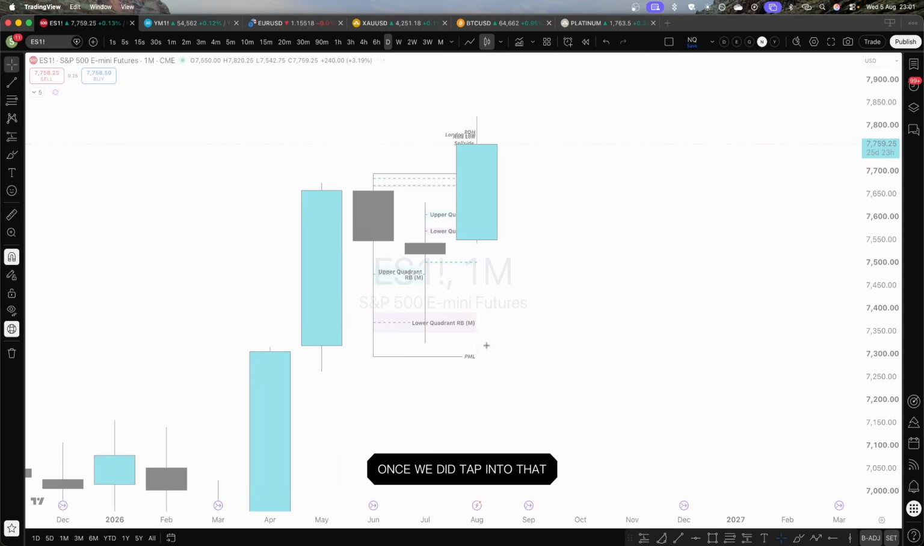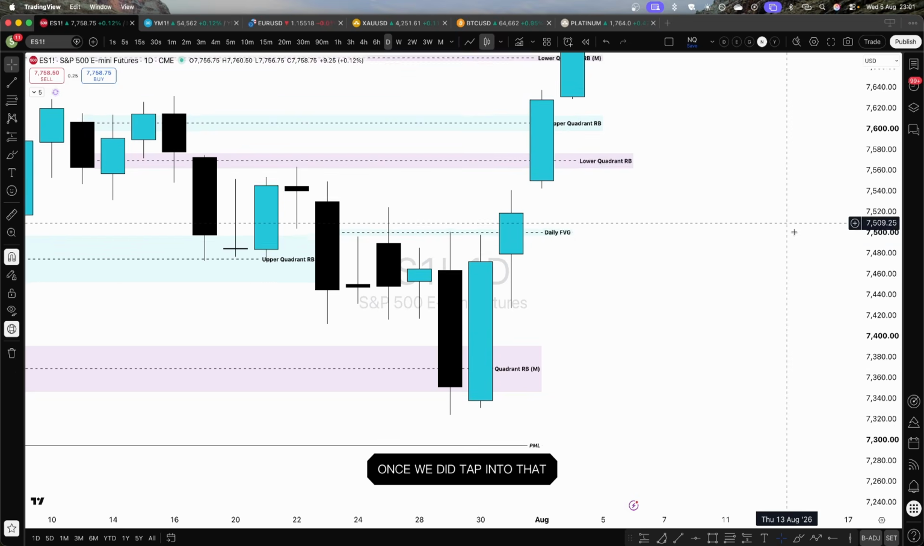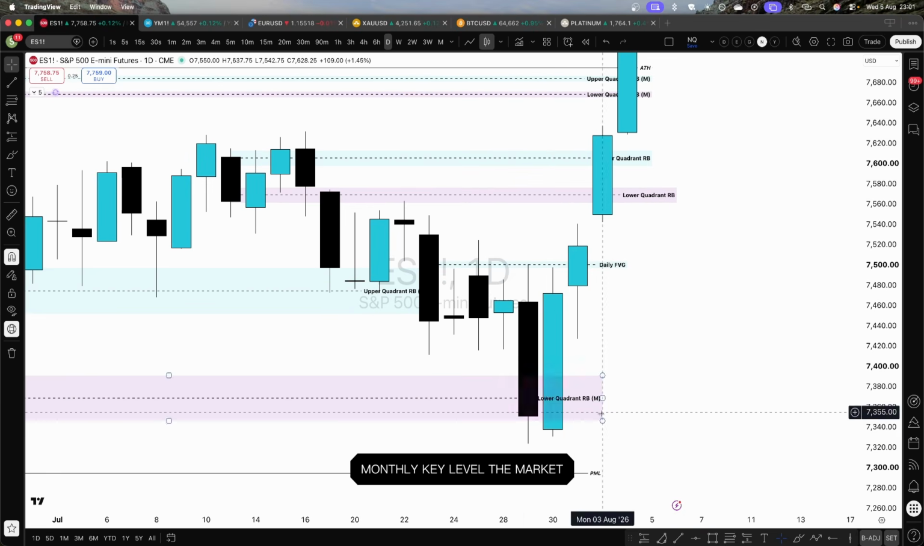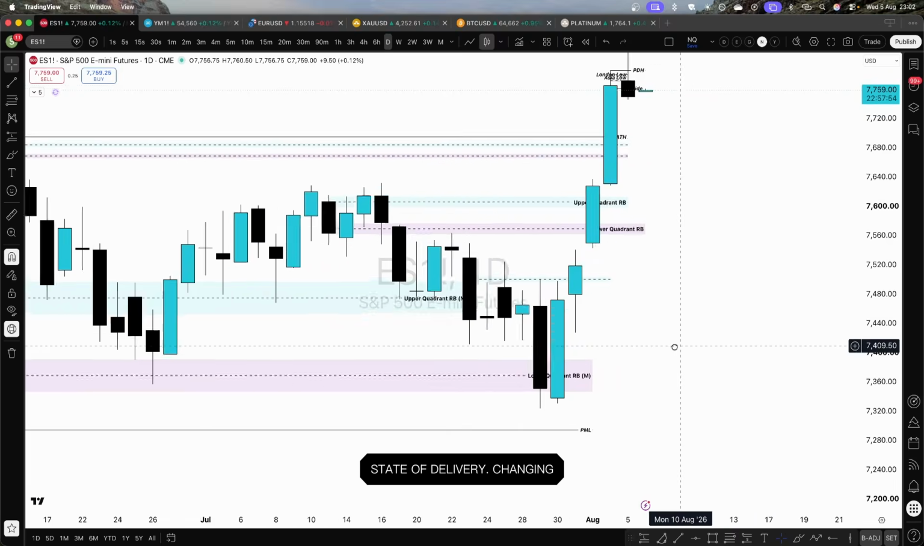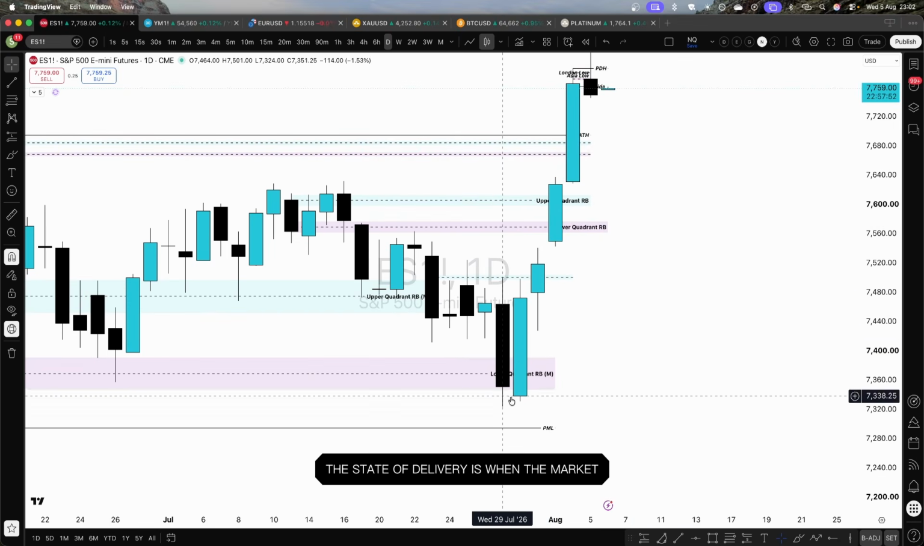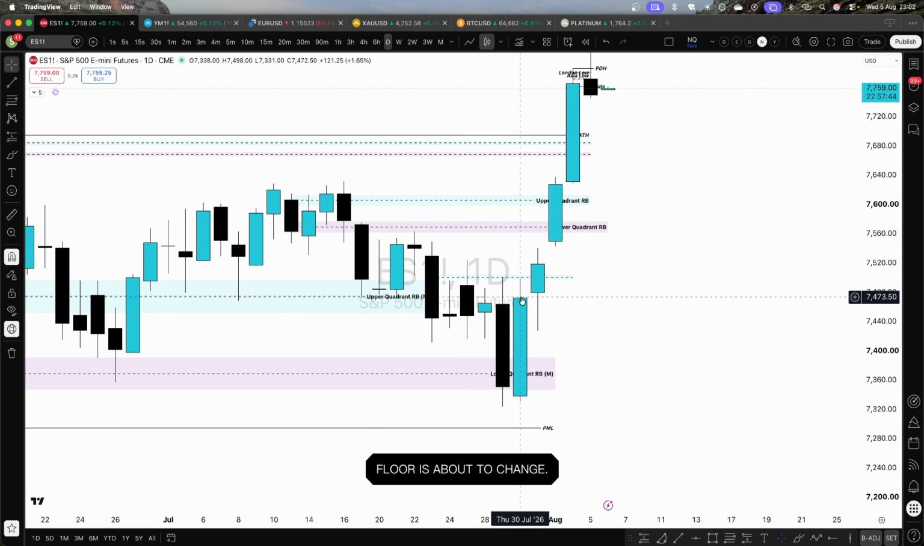We can see now, once we did tap into that monthly key level, the market created an engulfment candle, pure, and a CISD. Okay, a change in the state of delivery. A change in the state of delivery is when the market moves from bearish order flow to bullish order flow, or vice versa, but order flow is about to change. Okay, and we've created an order block. The CISD is basically an order block.